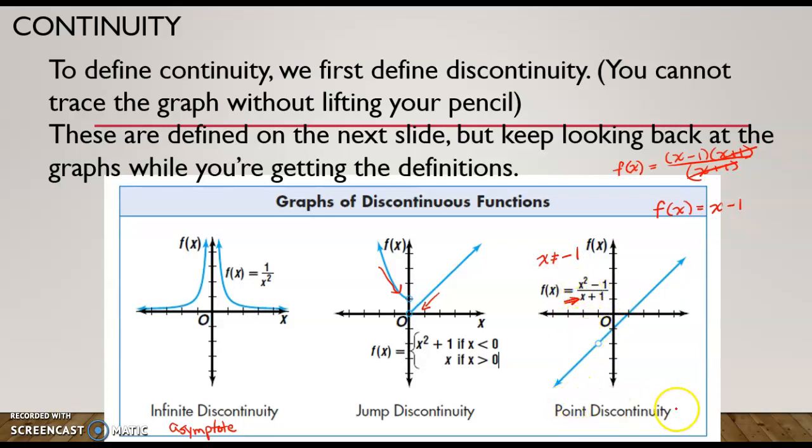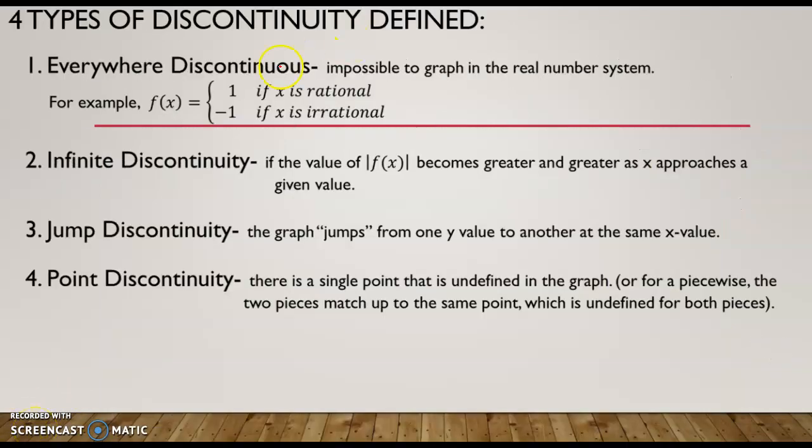So at that point, it is discontinuous. It has a discontinuity. They call it point discontinuity. It is also called a removable discontinuity because it can be removed in later iterations of the function. Okay. Here are your types of discontinuity.